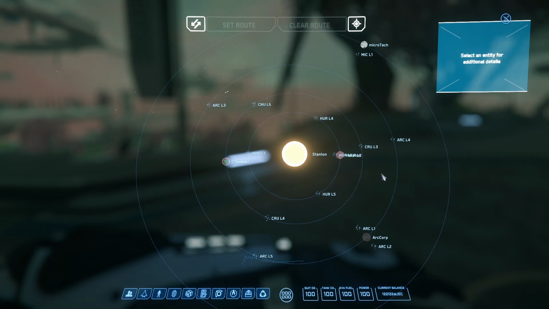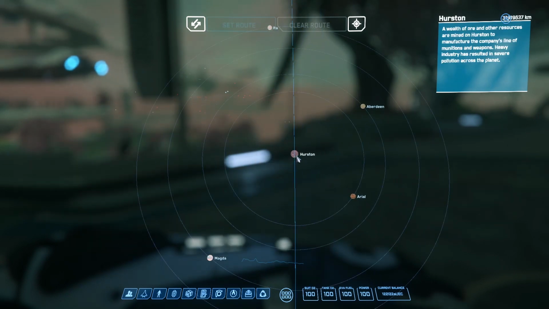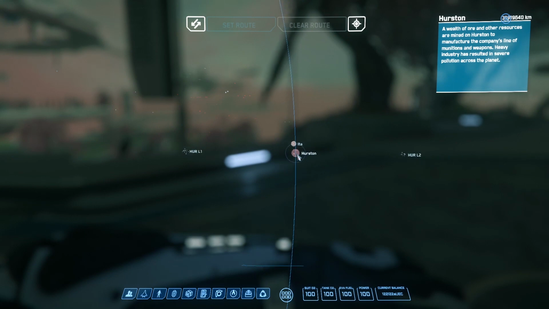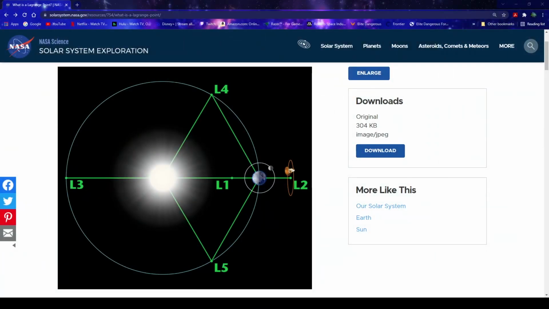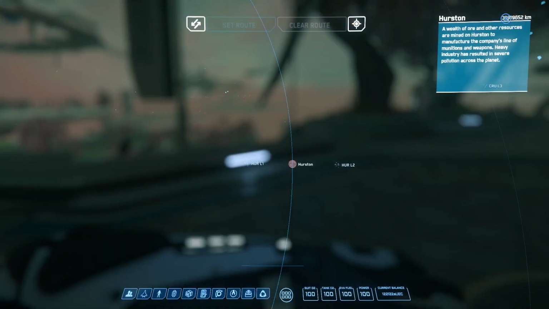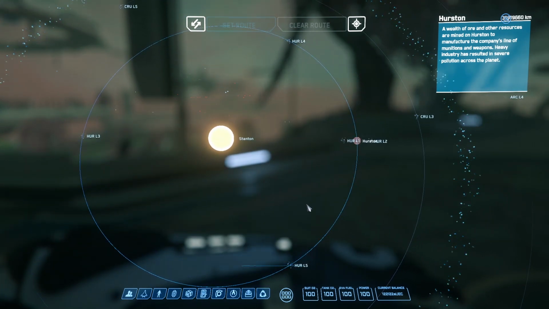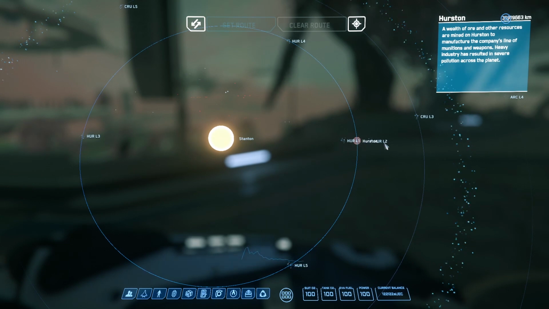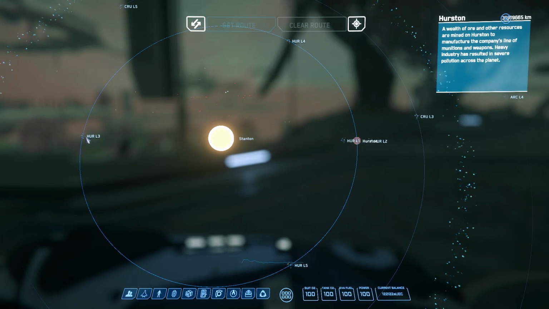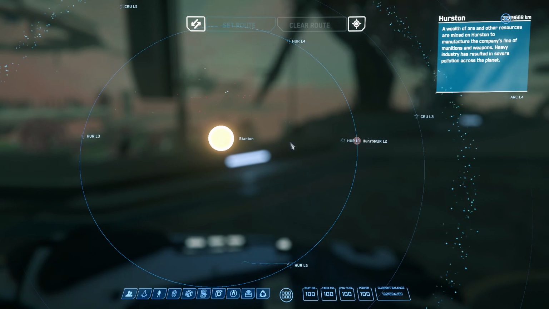Alright, and let's take a look at, for example, Hurston, okay? So if we just zoom into Hurston, now we zoom out a little bit, what have we got? We've got L1 and L2, right? Just like on the diagram. You see the L1 and the L2. Now if we zoom out a bit further, what else do we have? As well as the L1 and the L2, we've got the L3 all the way over here on the other side of the Sun, and we've got L4 and L5.